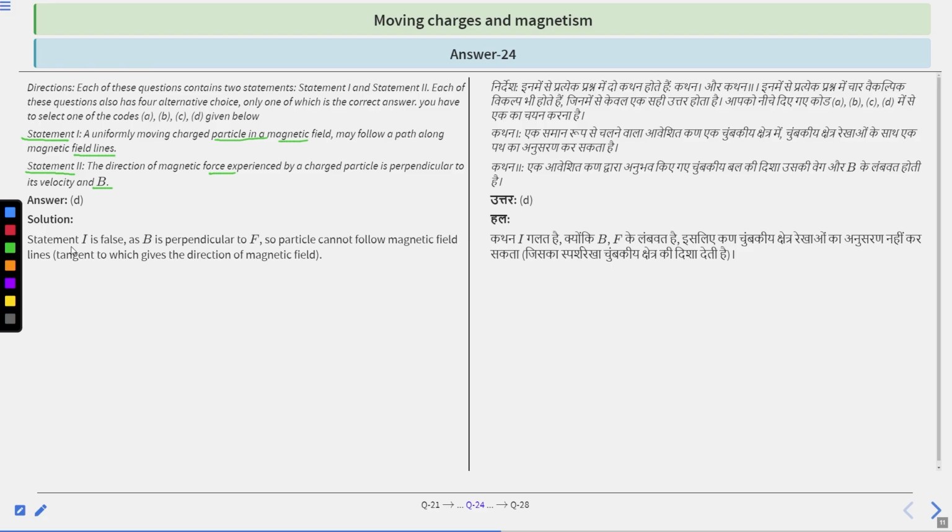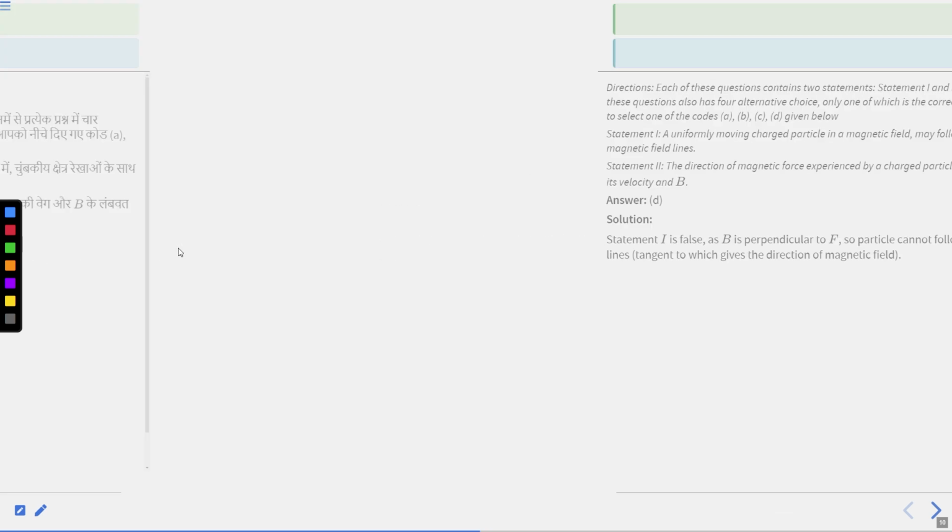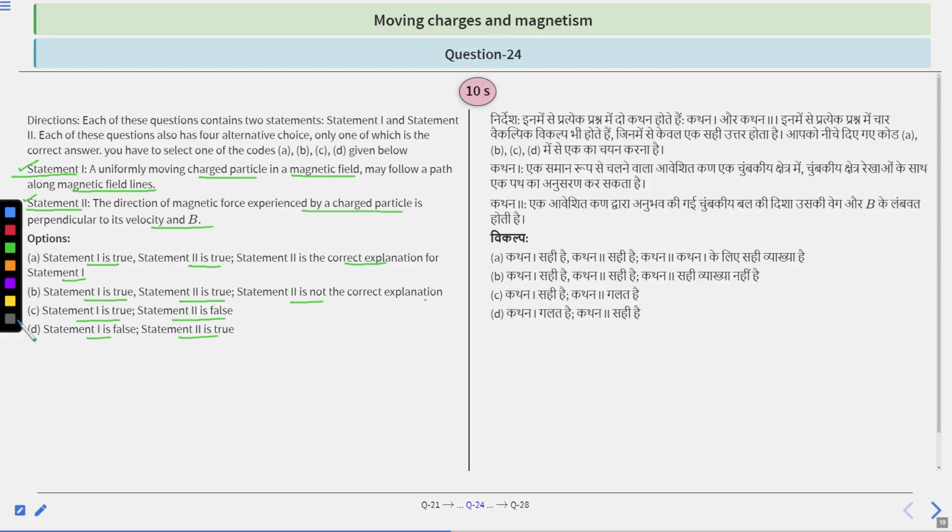So statement first is false as B is perpendicular to F. So the particle cannot follow magnetic field lines, the tangent to which gives the direction of magnetic field. It means the correct option is D. Statement first is false and statement second is true. Statement second is the direction of magnetic force experienced by a charged particle is perpendicular to its velocity and B, which we already learned in the previous question.